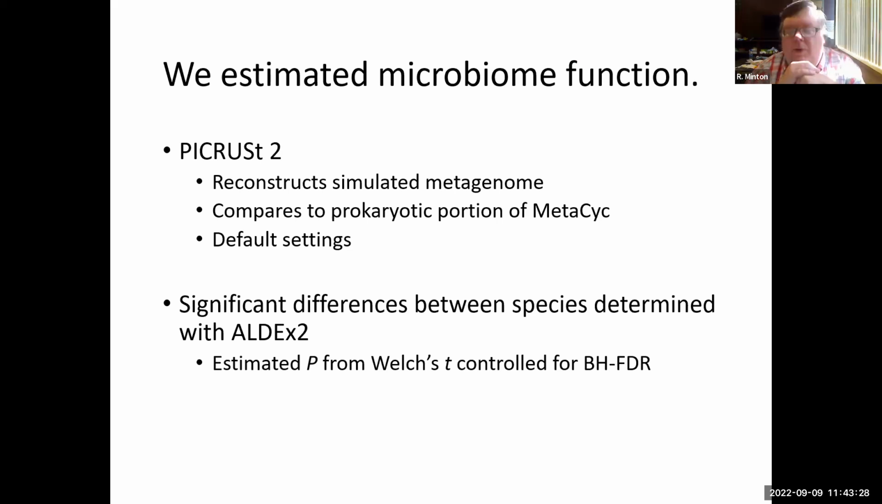All right, last thing we did then was we also estimated microbiome function. Now, this is extremely difficult when you're using both the short V4 region that we're using, as well as not well understood microbiomes. So programs like the one we used, which is something called PICRUSt, which reconstructs the metagenome of the entire gut and compares it to the prokaryotic portion of the MetaCyc database. A lot of that is human derived. So you're trying to match environmental bacteria, where a lot of them aren't well elucidated, to a very small database of well elucidated human things. So don't read too much into this.